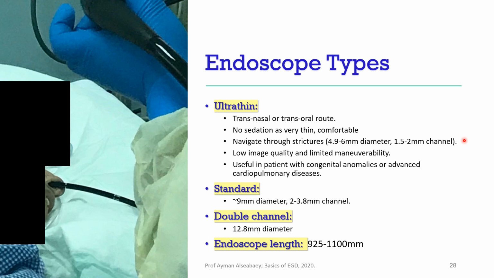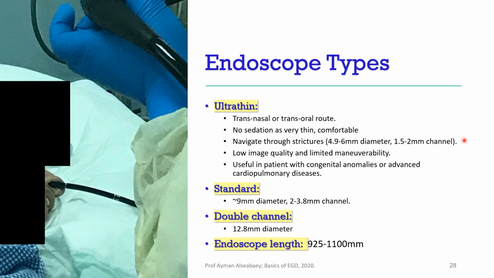If you have an esophageal stricture, it can pass through the stricture to take biopsies from the stricture itself, and it can measure the length of the stricture. So it's very, very useful, but you should know that it has some limitations.